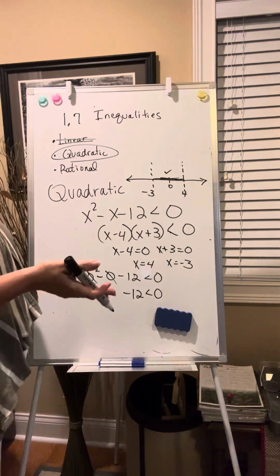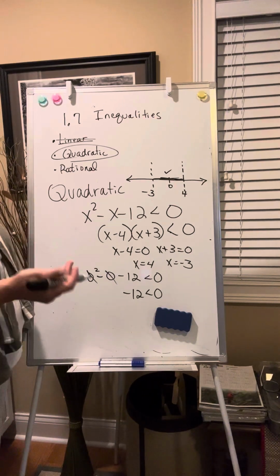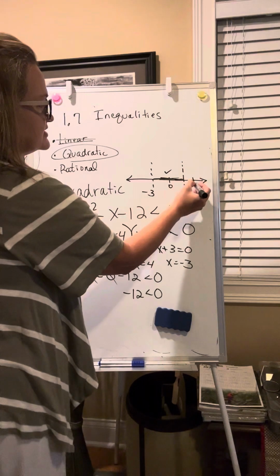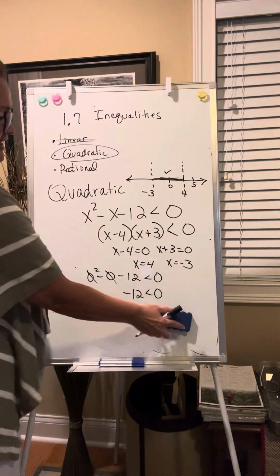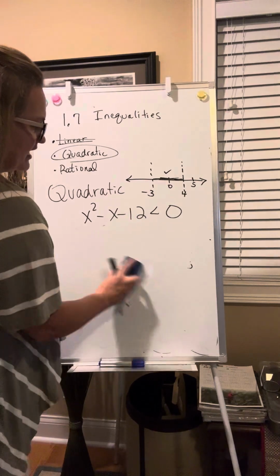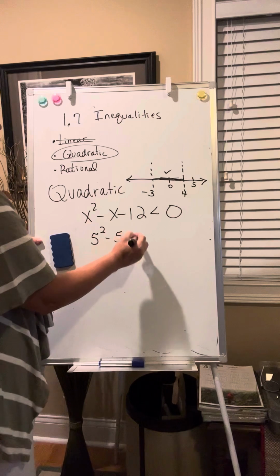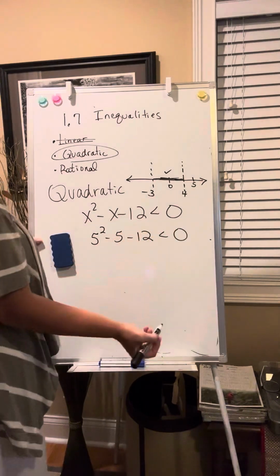Now, to be thorough, and if you do view the example in your MyLabs, it will ask you to check all the regions. So just to say we did, let's check 5 and show that it doesn't work. If I do 5 back in the original problem here, 5 squared minus 5 minus 12, is that less than 0?